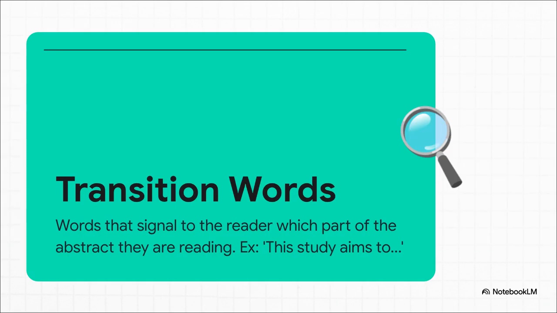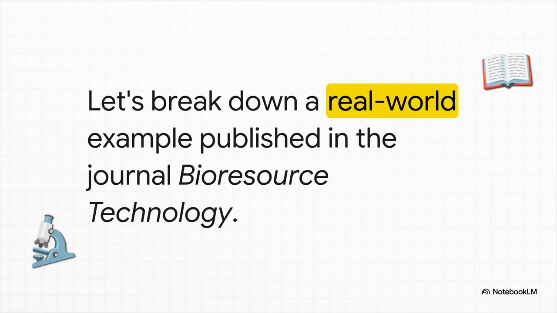Now the glue that holds this whole thing together? Transition words. Think of them as signposts on that roadmap. Phrases like, "to alleviate this problem," or "our analysis showed that," are so important. They guide the reader smoothly from one point to the next, making the whole thing feel logical and effortless to read. Okay, theory is one thing, but let's see how this blueprint works in the wild.